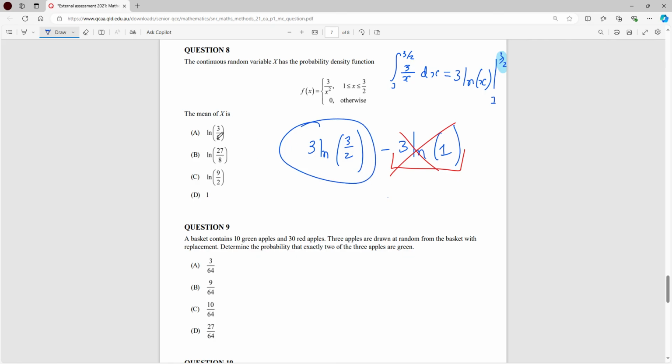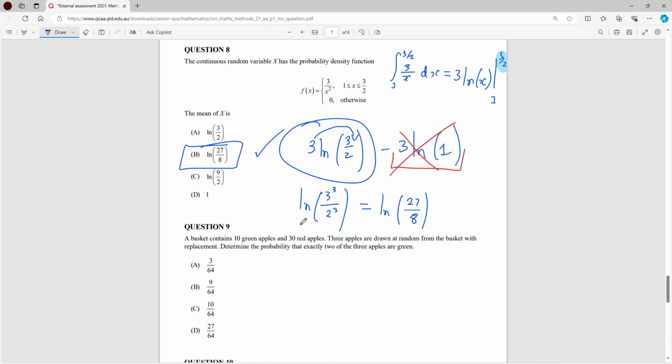So notice here they have this guy here. That's our number, but we're missing a 3. So we can put the 3 up here. So we'll have 3 cubed on 2 cubed, okay? And that will be, what's that, 3 cubed, 27 over 8. So we can see the correct answer would be B, right? And that's how you do that one, okay?